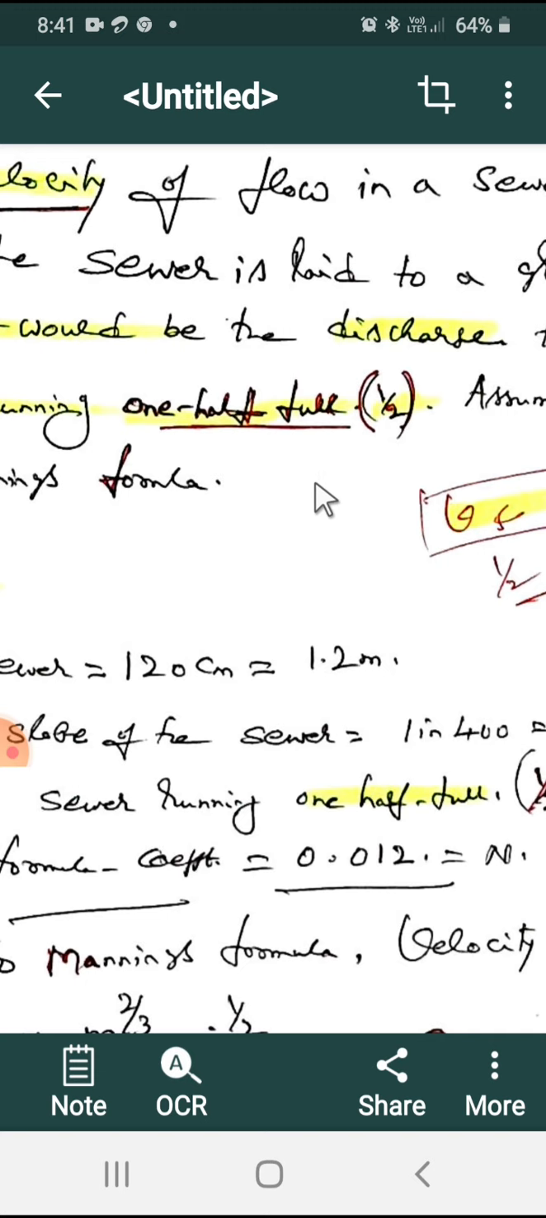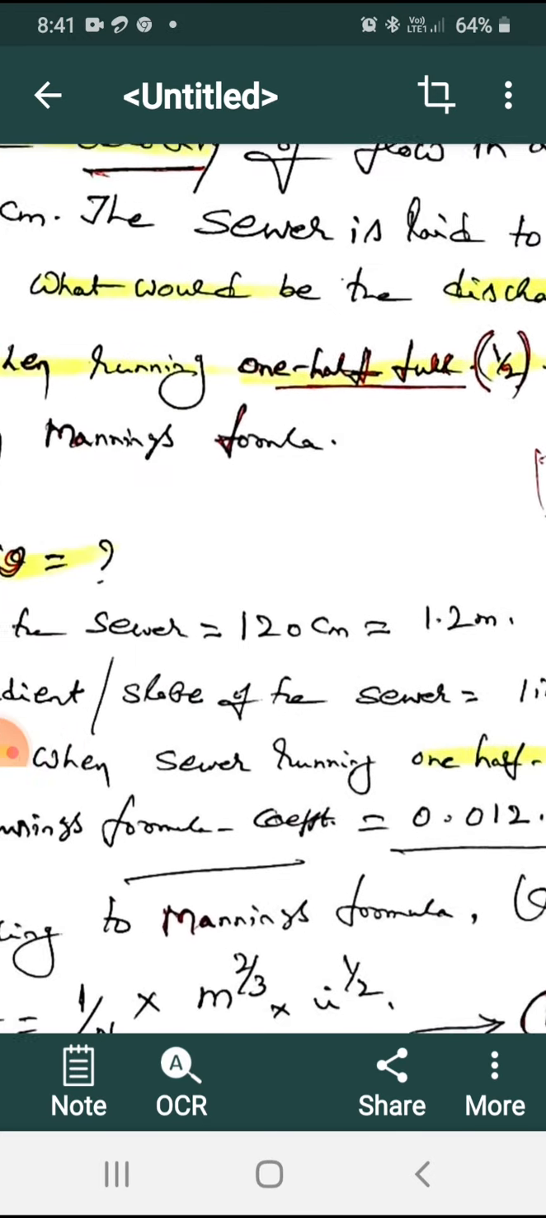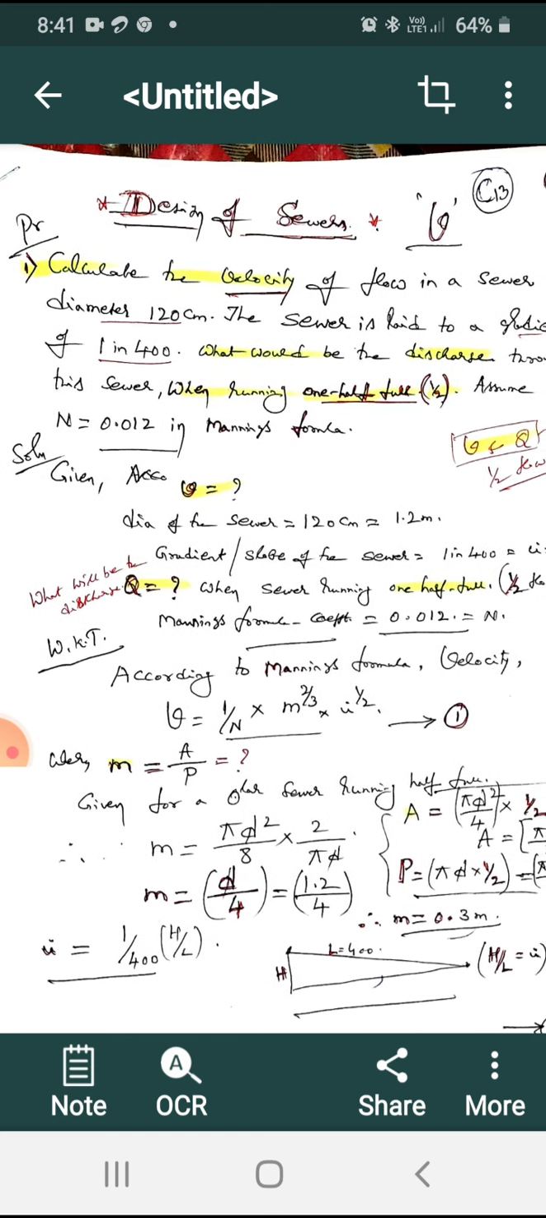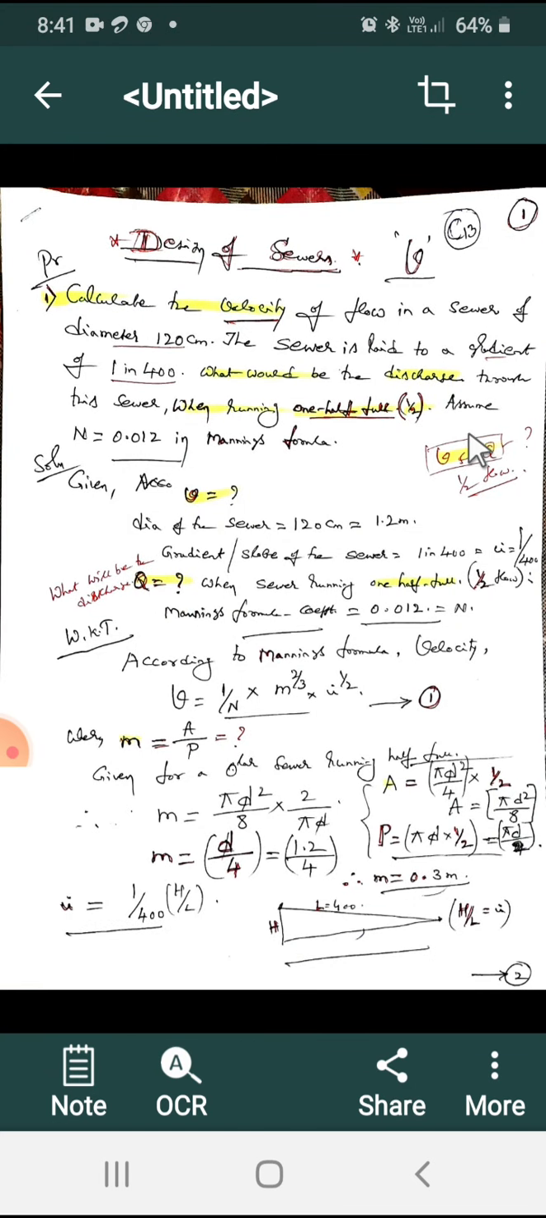Now let us start with this. In this case, they have given one small clue. Assume n is equal to 0.012 in Manning's formula. We know Manning's formula. Remember it. They have given the clue, use Manning's formula, find out the velocity. After getting the velocity, you go for the Q value. So velocity as well as Q are for the pipe running half full. That is half flow they have given. Very neatly they have mentioned.